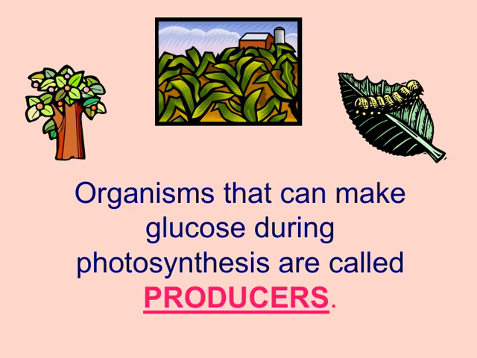Organisms that can make glucose during photosynthesis are called producers. These are the living things that have the ability to produce their own food using sunlight, water, and carbon dioxide. They play a crucial role in the ecosystem because they form the base of the food chain, providing energy for other organisms. Think of plants, algae, and certain bacteria. These are all examples of producers. Without them, energy transfer in ecosystems would break down, and life as we know it wouldn't be possible. So, understanding producers helps us see how energy flows from the sun through different living organisms.